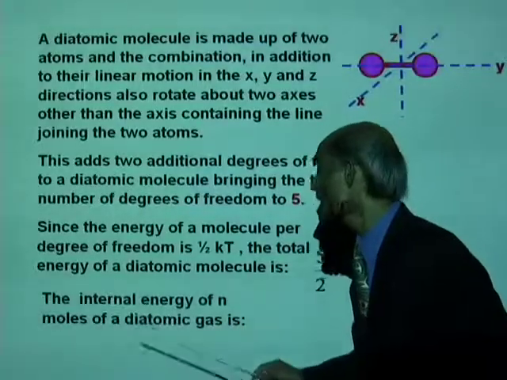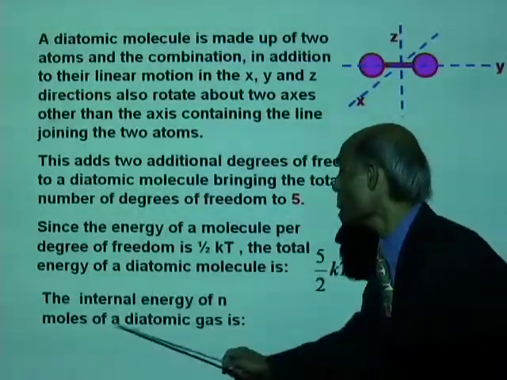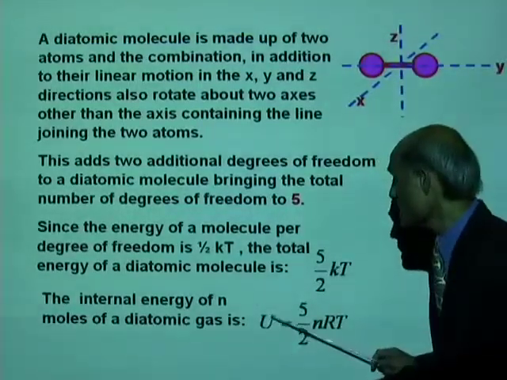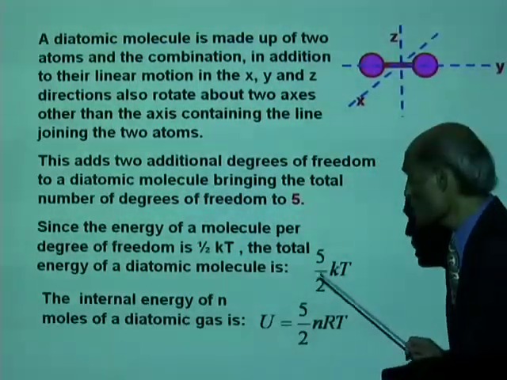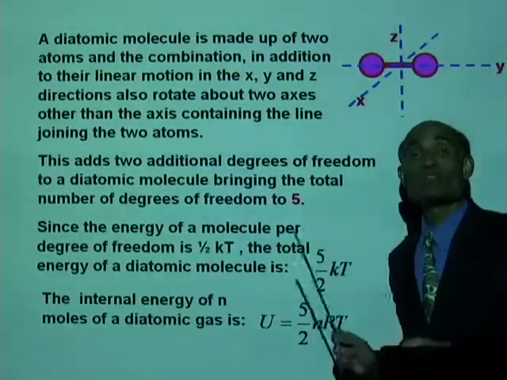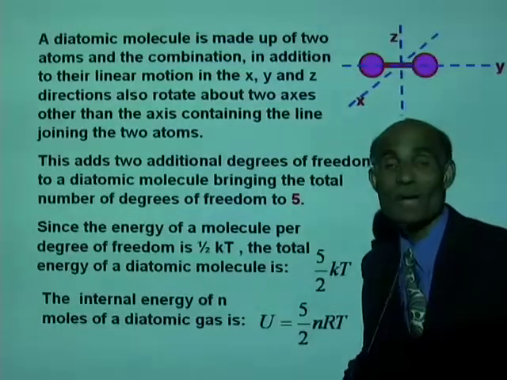Now, the internal energy of n moles of such diatomic molecules will be 5 over 2 nRT. You see, look at the correction we are now applying.